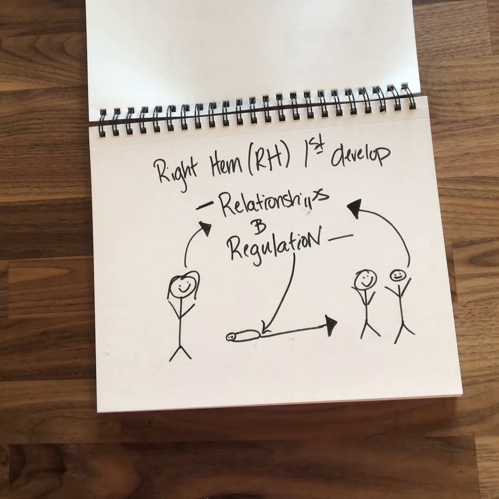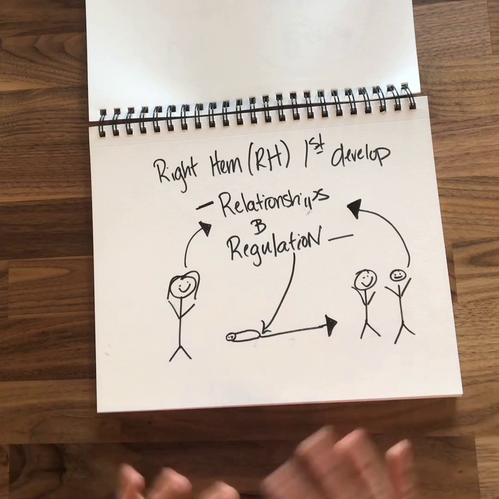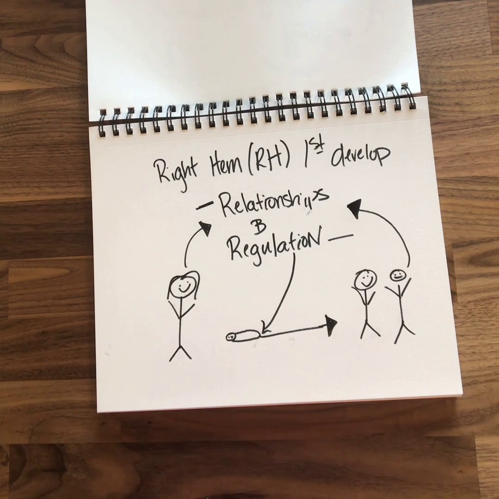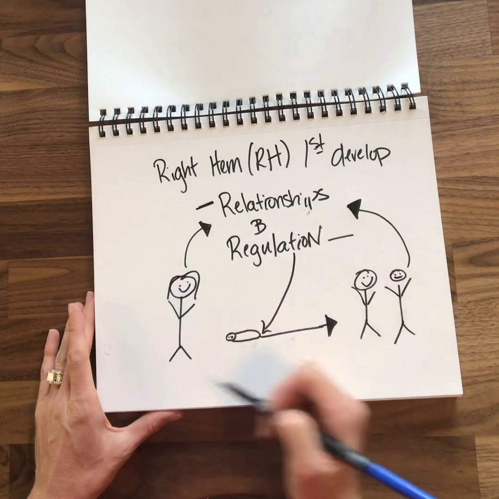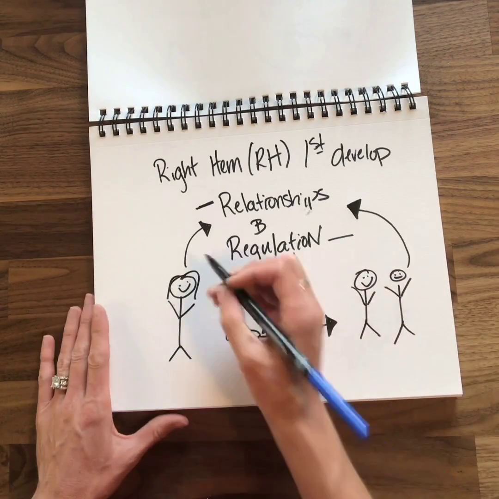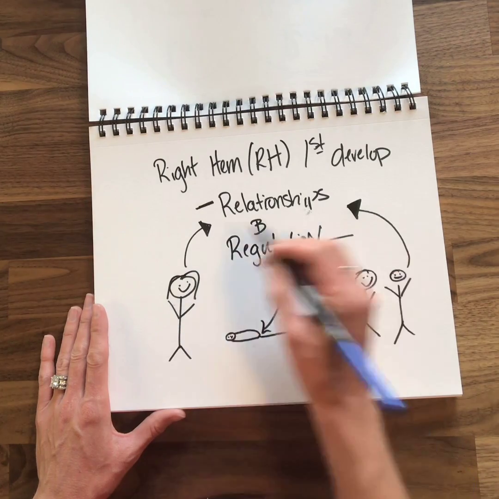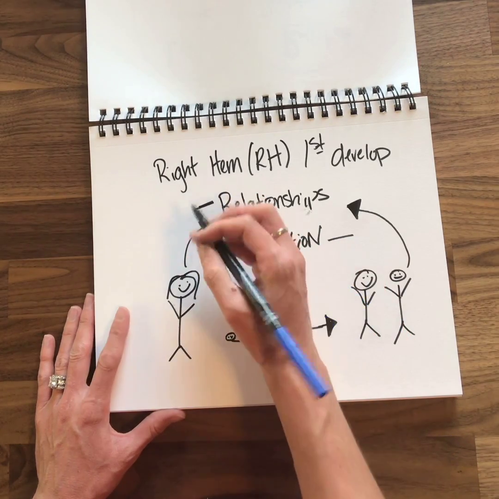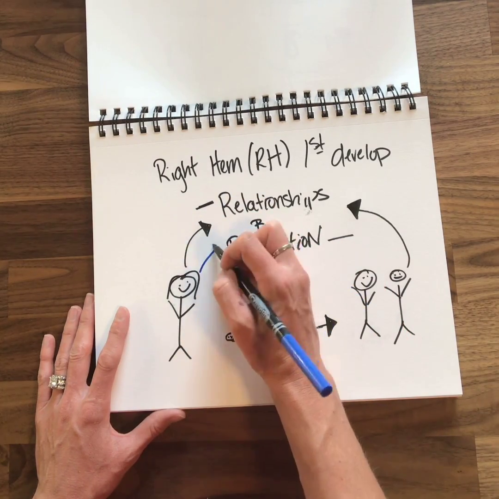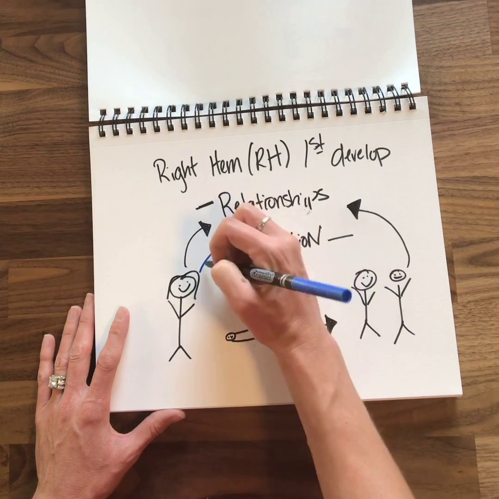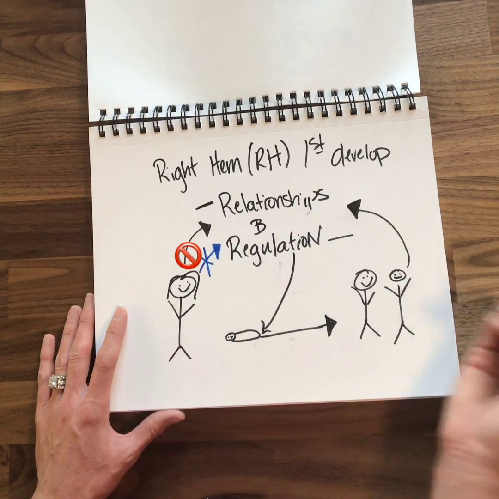So what happens when this cycle does not work? And I have no idea where my red marker is, so I'm going to use a blue marker, but I would really like to use red marker for this. So when we look at this, and mom does not have the ability to have regulation in relationships, so does not have this, no, right?